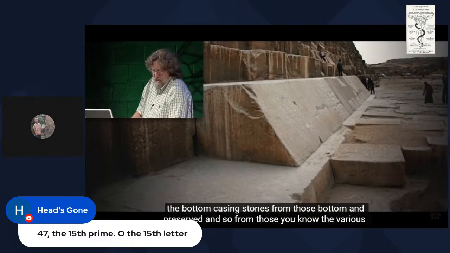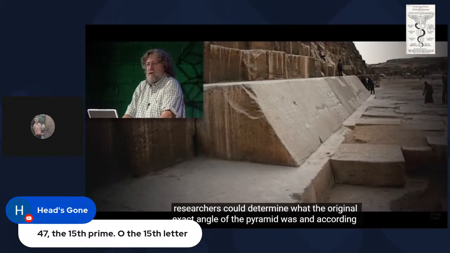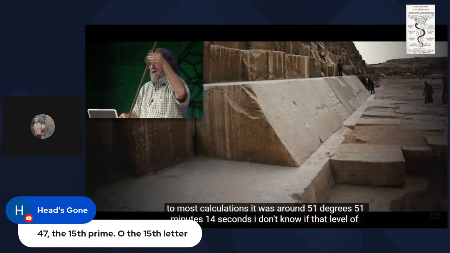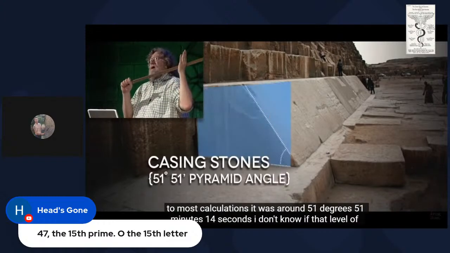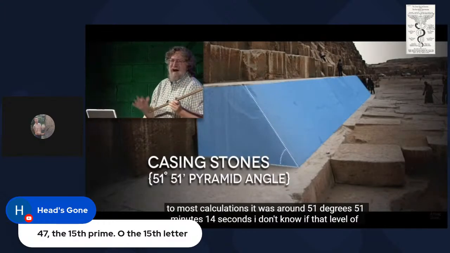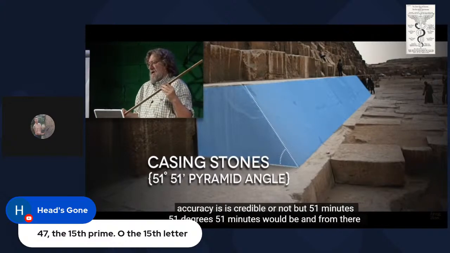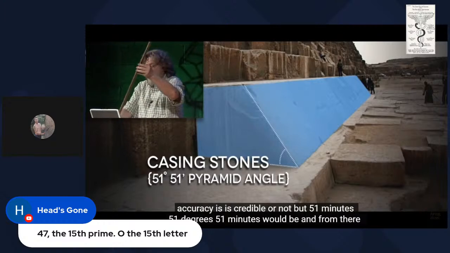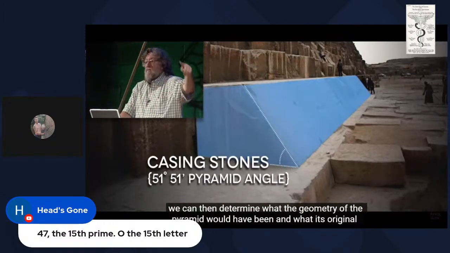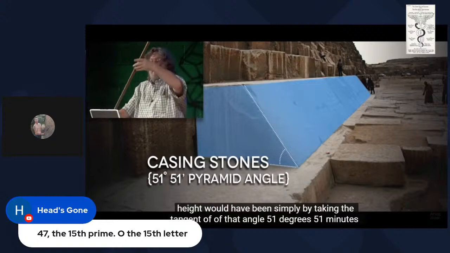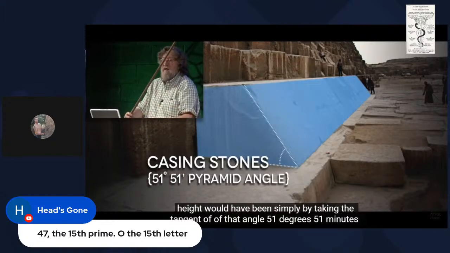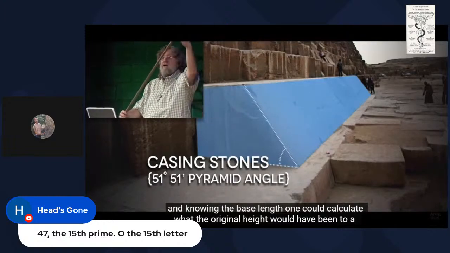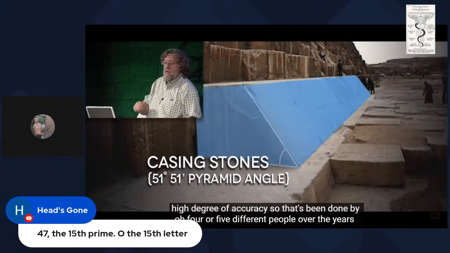And so from those, the various researchers could determine what the original exact angle of the pyramid was. According to most calculations, it was around 51 degrees, 51 minutes, 14 seconds. I don't know if that level of accuracy is credible or not, but 51 degrees, 51 minutes would be. And from there, we can determine what the geometry of the pyramid would have been and what its original height would have been, simply by taking the tangent of that angle, 51 degrees, 51 minutes, and knowing the base length, one could calculate what the original height would have been to a high degree of accuracy.